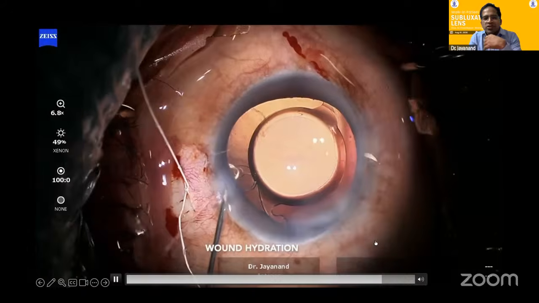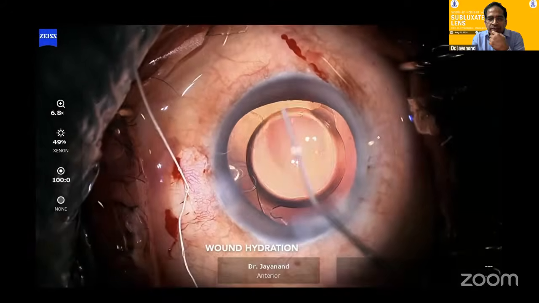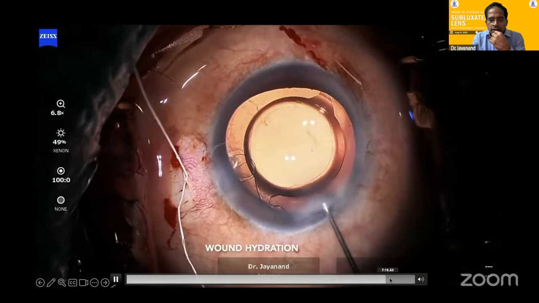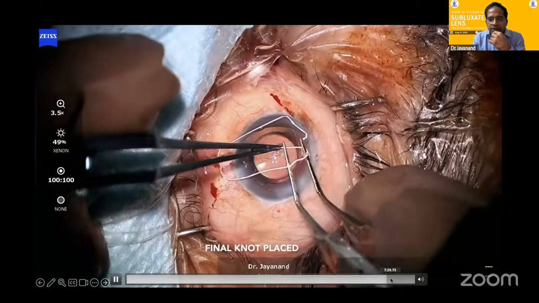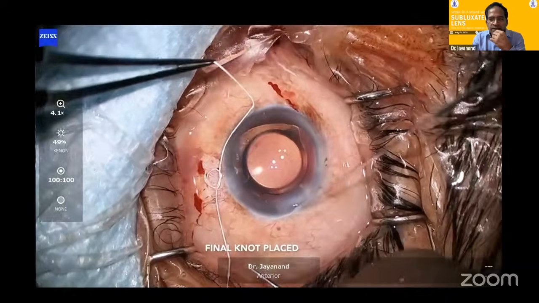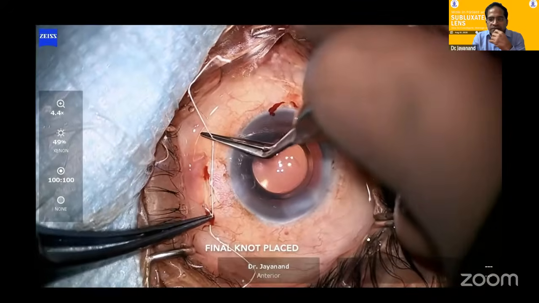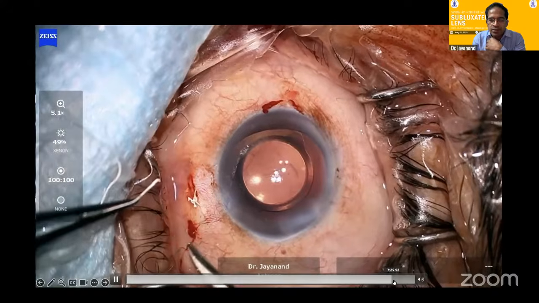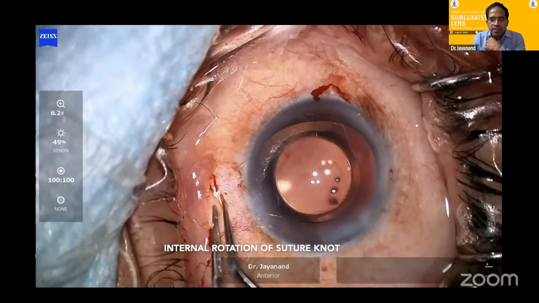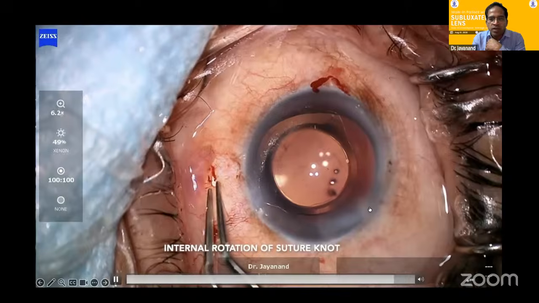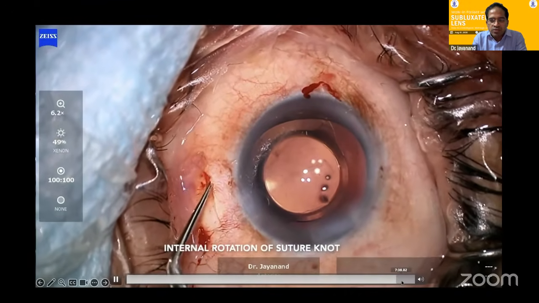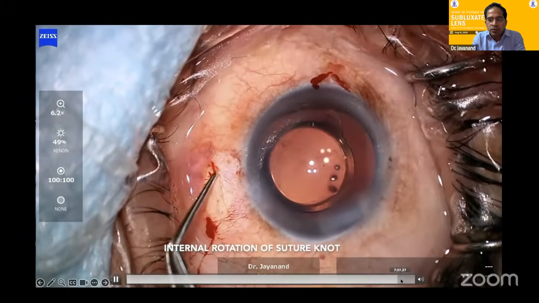So after removing the viscoelastic, I'm hydrating all the wounds. And once I'm sure about the anterior chamber, I'm doing the final knot. And after cutting it, I'm internally rotating that thick knot inside the eye, and the rest of the suture will be lying in the scleral groove.